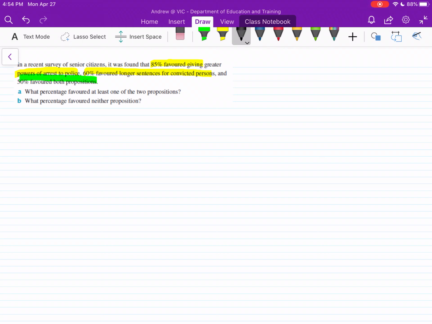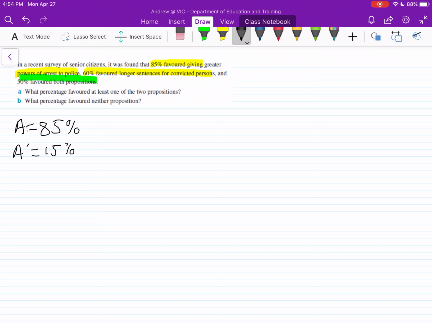So 85% favoured giving greater powers of arrest to police, so we'll call this A. A is equal to 85%. Alright, so that means that 15% didn't agree to this. Okay.